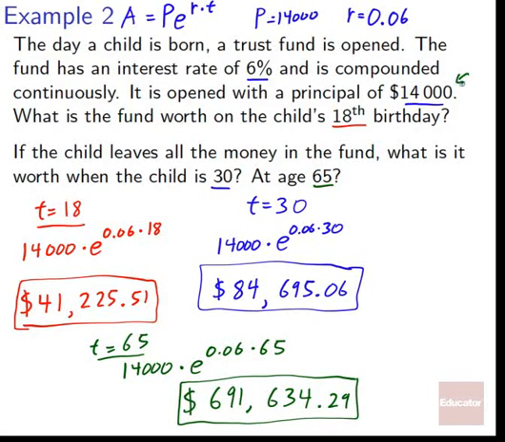So this points out just how powerful compound interest was. We managed to start at $14,000, but if we can avoid touching that money, if we can just leave it for a very long time, we can get to very large values as the interest compounds on itself over and over again. In 65 years, which is a very long time, we managed to grow from $14,000 to $691,634. It's a lot of money, right?